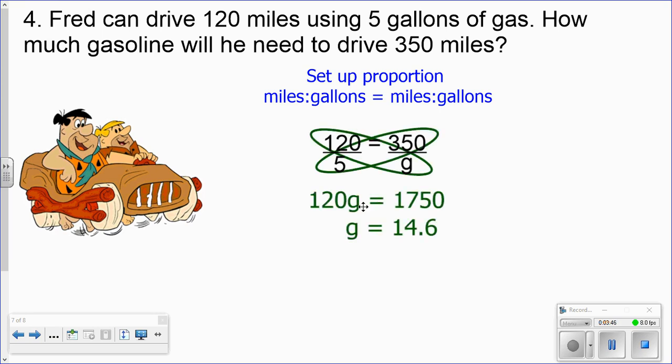So I'm going to cross multiply. 120 times G is 120G, and 5 times 350 is 1,750. I divide both sides by 120, and the gallons is 14.6.